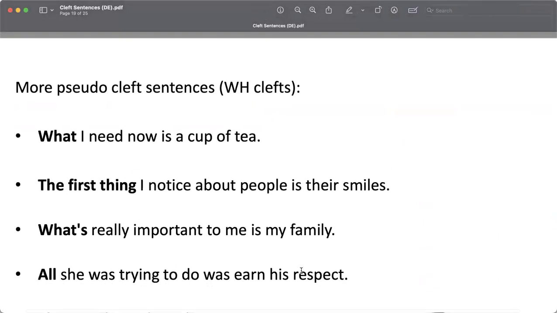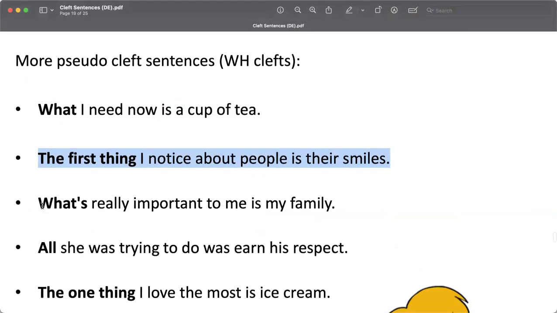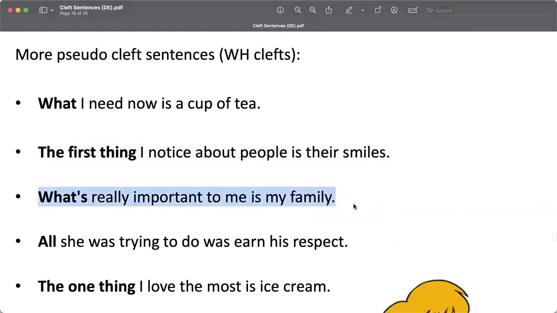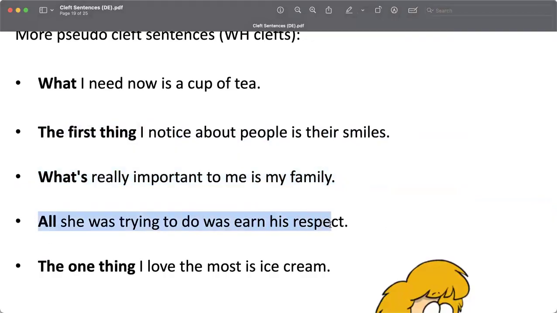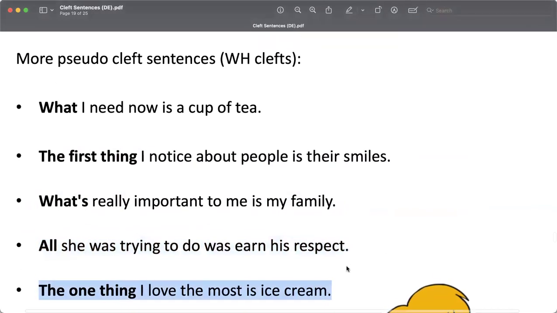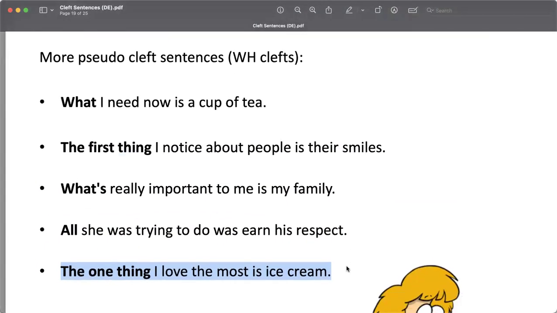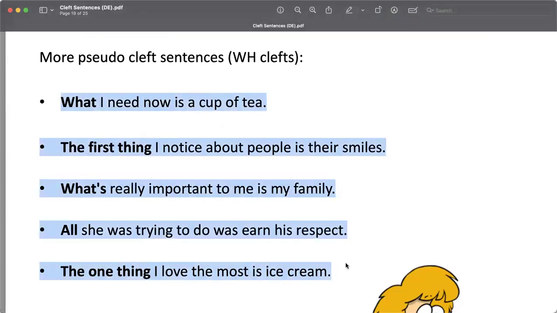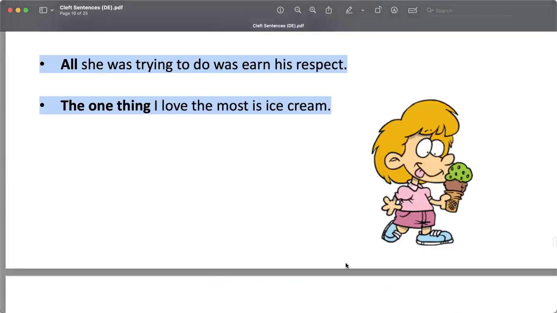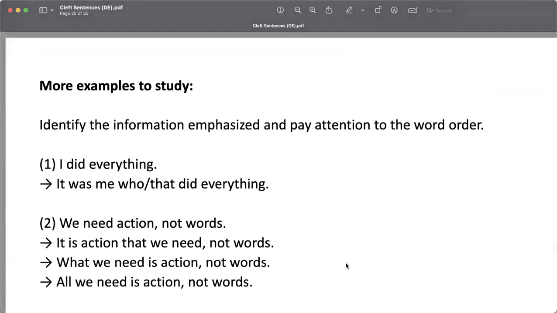So, more on pseudo cleft sentences, WH clefts. "What I need now is a cup of tea." The other one: "The first thing I notice about people is their smile." "What's really important to me is my family." "All she was trying to do was earn his respect." "The one thing I love the most is ice cream." This is how you have to give your answers. These are the main structures seen in the English language, especially in speaking. And here are more examples to study.